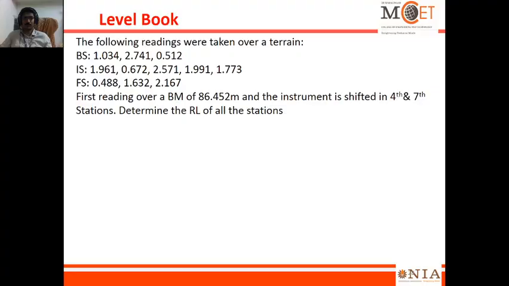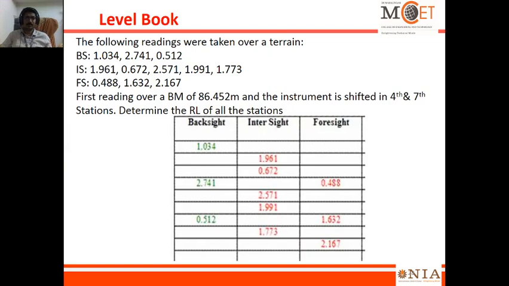If you mark all the readings straight in backsight, intermediate sight, foresight columns, whether we can do the calculation depends on how the readings were taken over the terrain, which we have to imagine first, right? So here, try to understand the tabulation. I will try to show it with the figure also.